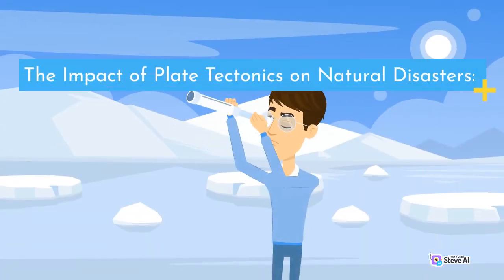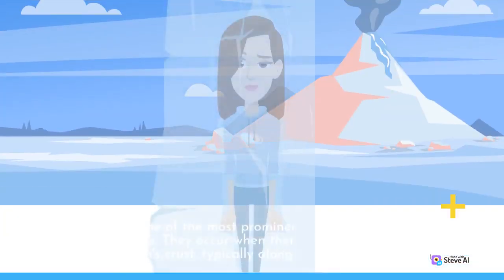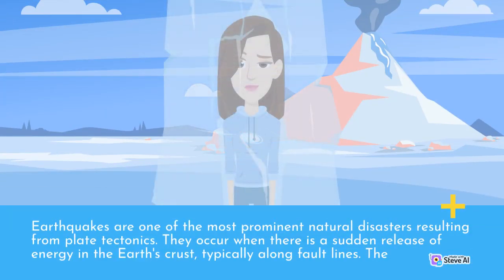The impact of plate tectonics on natural disasters. Earthquakes are one of the most prominent natural disasters resulting from plate tectonics. They occur when there is a sudden release of energy in the Earth's crust, typically along fault lines.